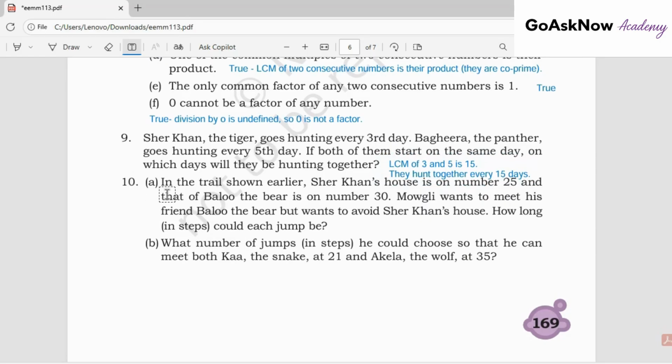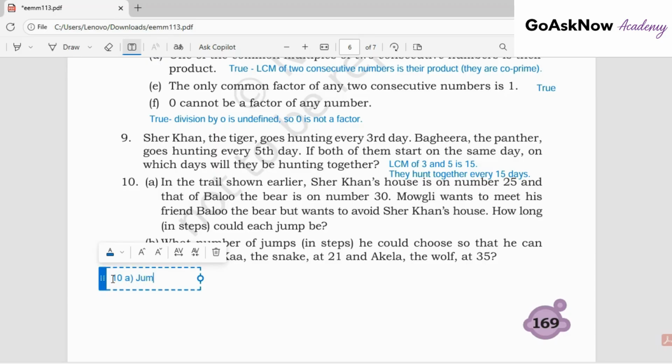Next, 10 part A question. In the trail shown earlier, Sher Khan's house is on number 25 and that of Balu the bear is on number 30. Mowgli wants to meet his friend Balu the bear but wants to avoid Sher Khan's house. How long in steps could each jump be? Let us calculate this. A jump of 1 will hit 25, and 5 also hits 25.